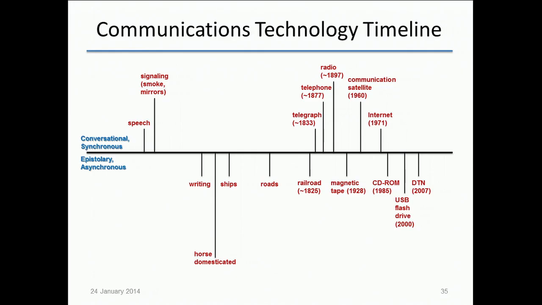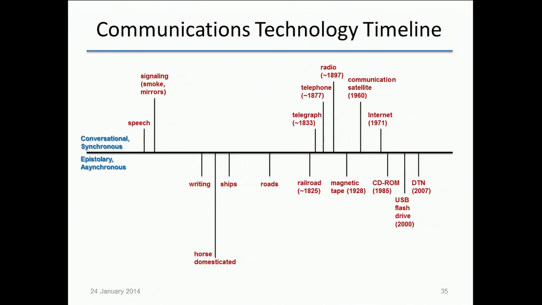Smoke, flashing mirrors, and then a huge technological innovation, writing. And suddenly, you could communicate with somebody who was not next to you because you could write something and hand the thing that you wrote to somebody who could carry it 2 miles or 200 miles to whoever it is that you're sending it to. Domesticating the horse, another huge technological breakthrough that made epistolary communication much faster.